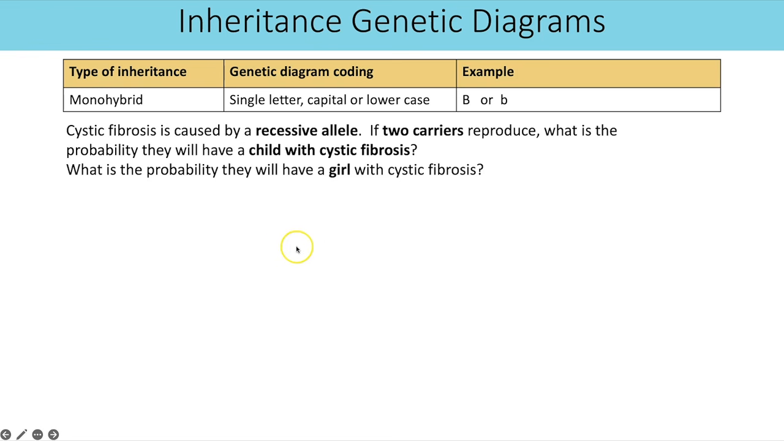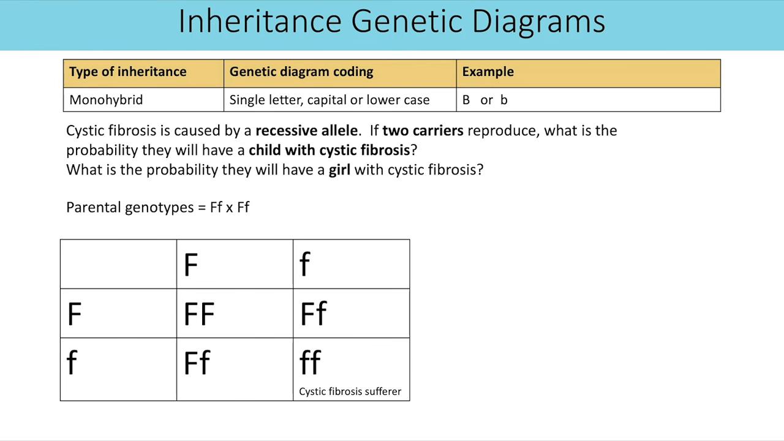Starting with monohybrid. This one we've got cystic fibrosis is caused by a recessive allele. And we've got if two carriers reproduce, what is the probability that they'll have a child with cystic fibrosis? So here we have the parental genotypes. They're both carriers, so they need a capital and a lowercase, a dominant and a recessive. I've then done my Punnett square, showing the possible gametes for both parents, join those gametes together to show the four possible genotypes of the offspring.